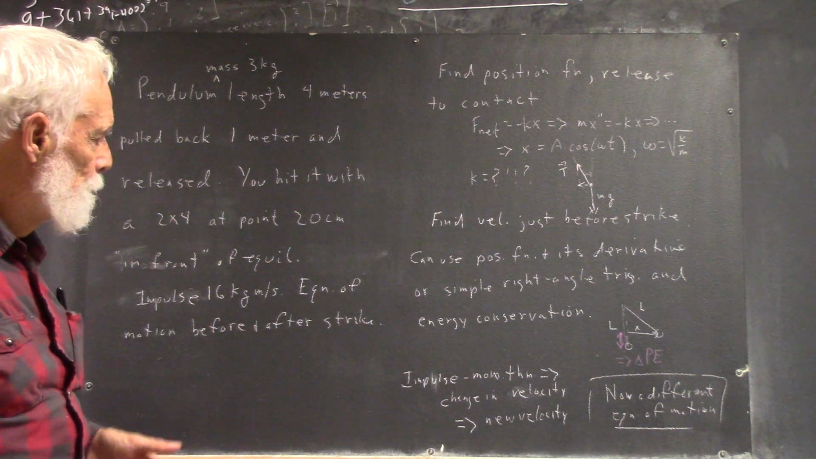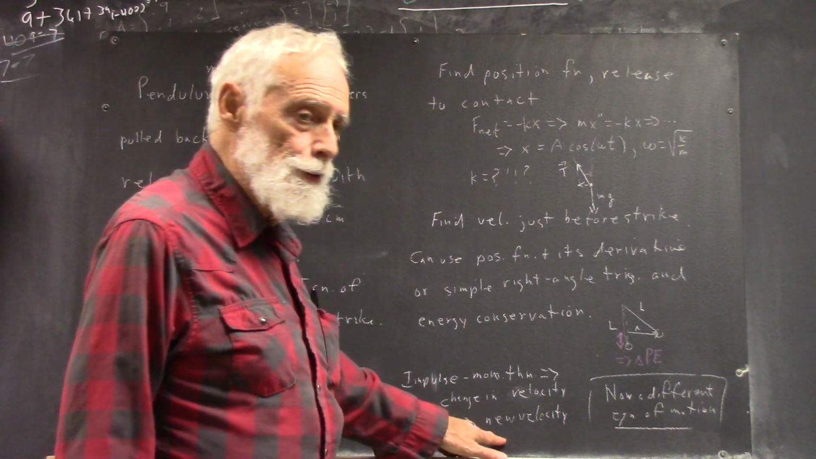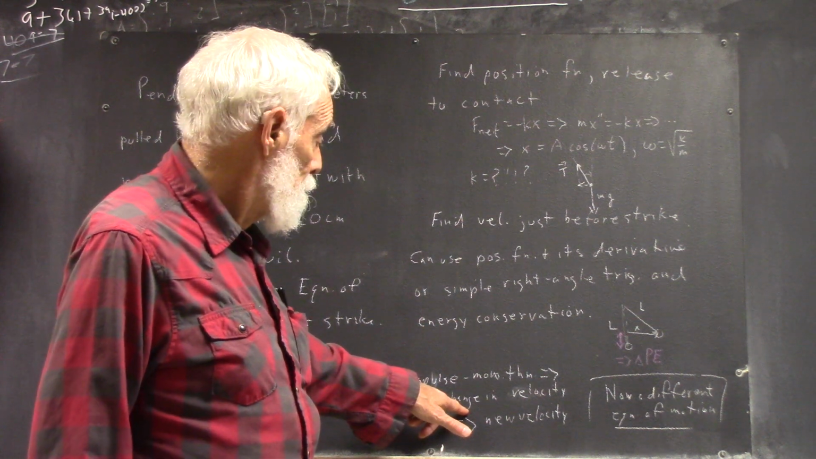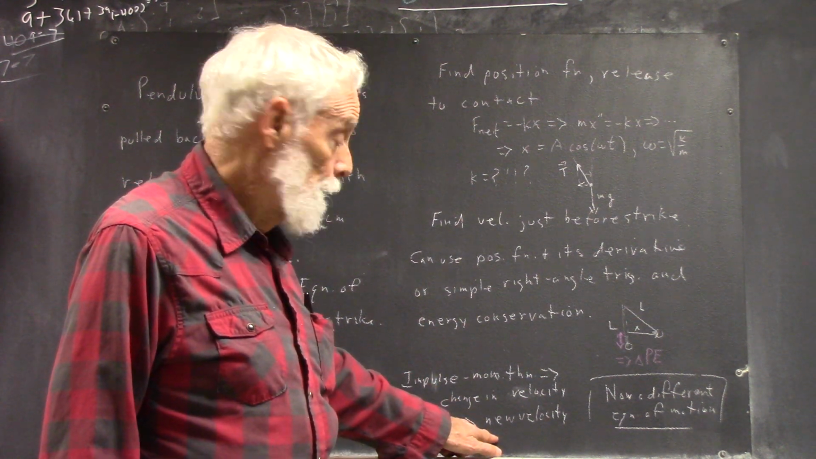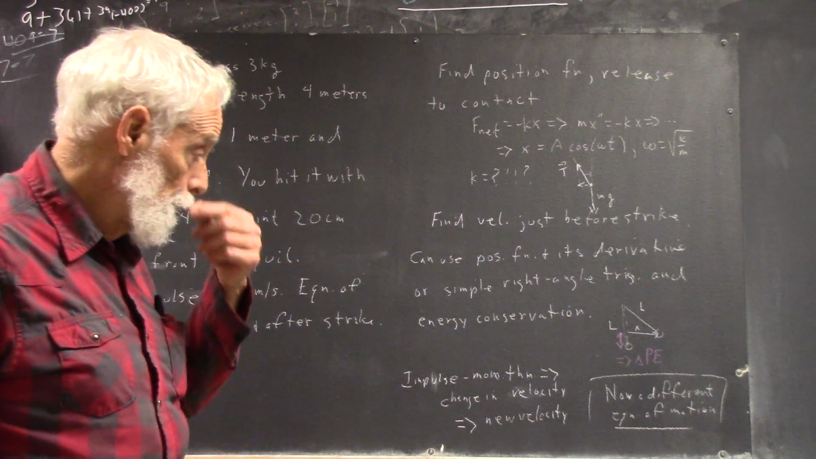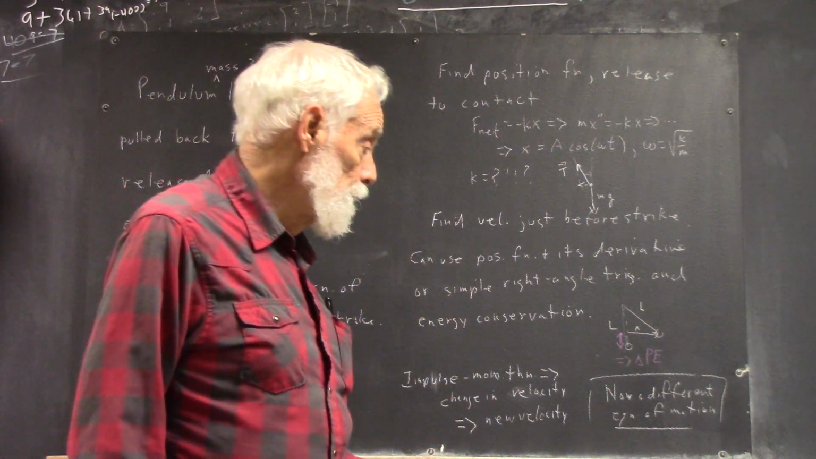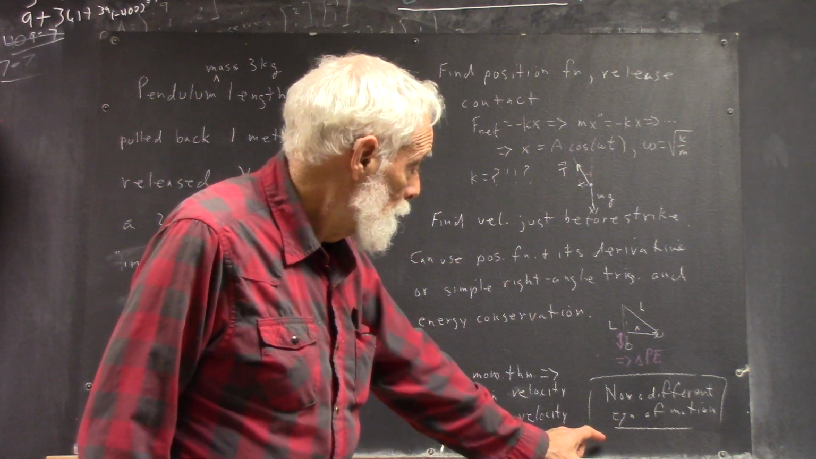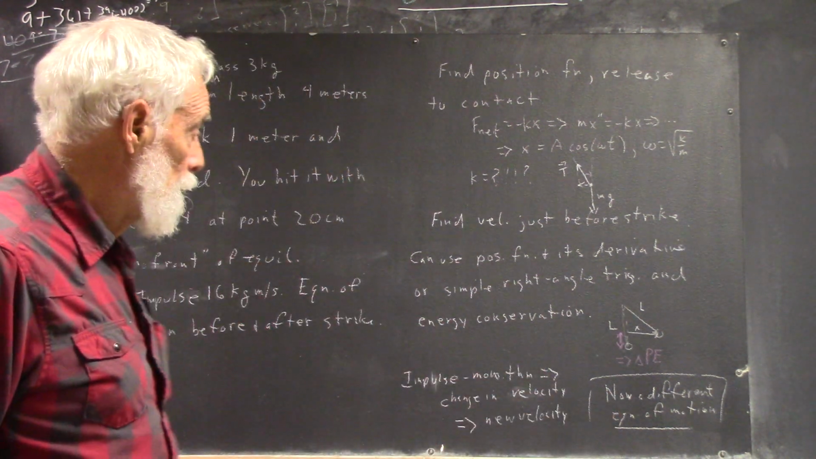Okay, so anyhow, you get a change in velocity from the impulse momentum theorem. You get a new velocity from that. Just add the change in velocity to the old velocity, and hopefully you do that with the signs correct and all that. And now you get a different equation of motion. And it's not too hard to get that equation of motion.